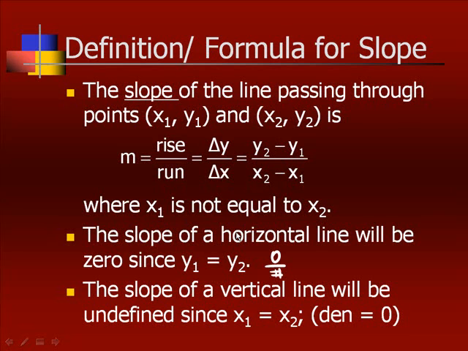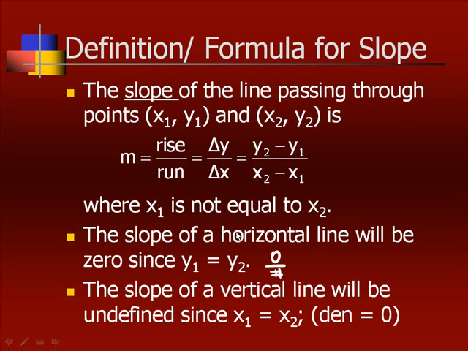Now, let's talk about slope. The slope of the line passing through the points x1, y1, and x2, y2 is given by the formula m equals rise over run, or sometimes you'll see it as the change in the y's over the change in the x's. But usually you'll just see it as y2 minus y1 over x2 minus x1, as long as x1 is not equal to x2.